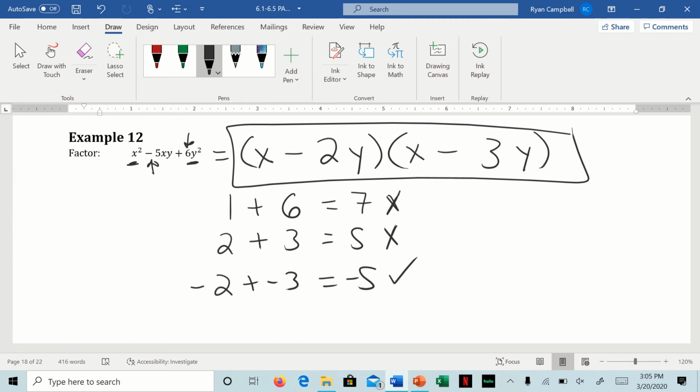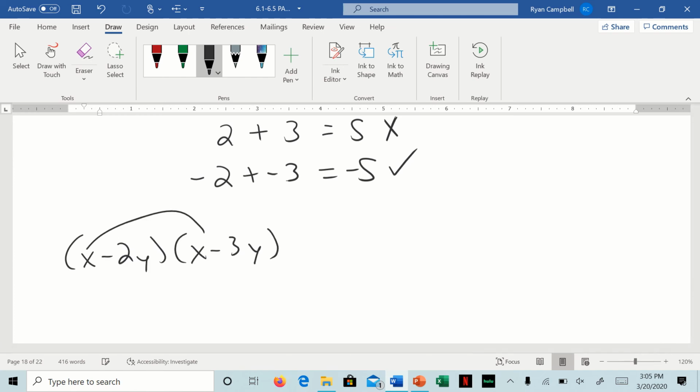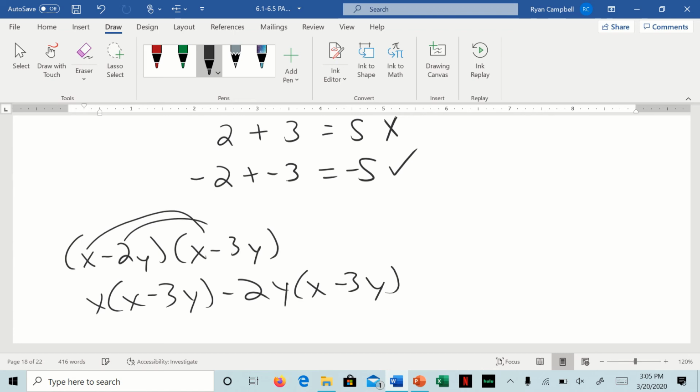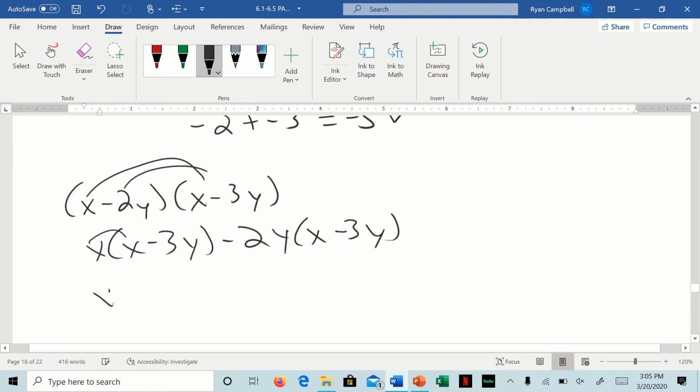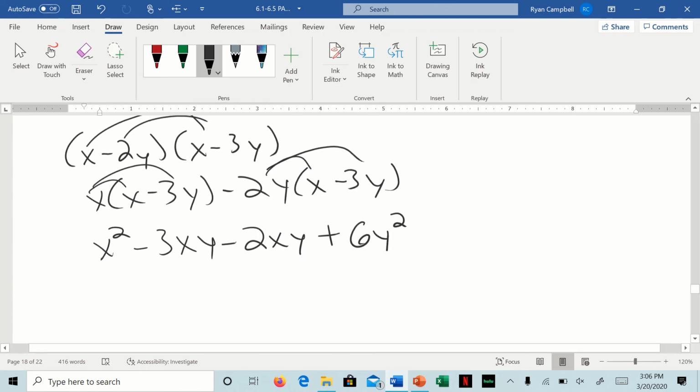And if you're a little confused and not sure about any of that, well, let's multiply them back through. So x minus 2y, x minus 3y. X times x minus 3y minus 2y times x minus 3y, right? Using that kind of double distributive property. So we get x times x is x squared minus 3xy, just making it look a little prettier, put them in alphabetical order, minus 2xy plus, because negative and negative, 6y squared. Because 2 times 3 is 6, y times y is y squared.